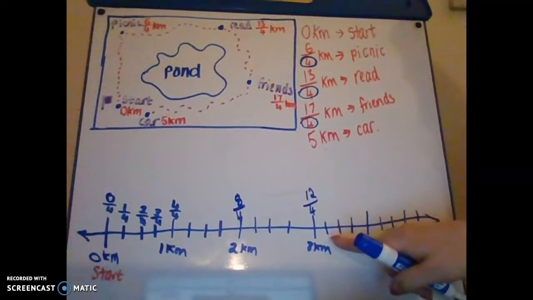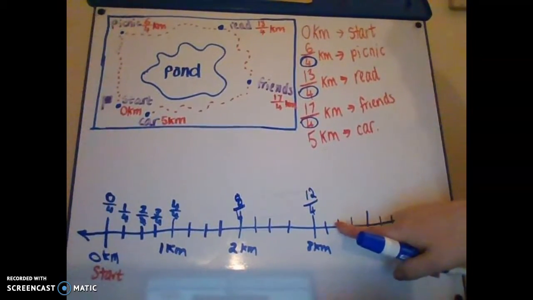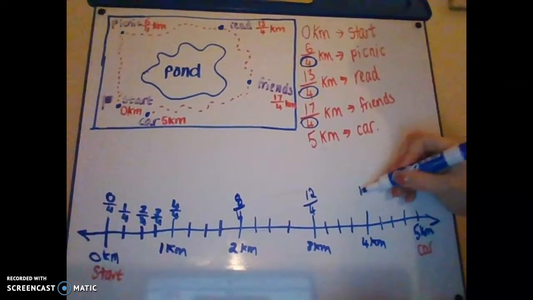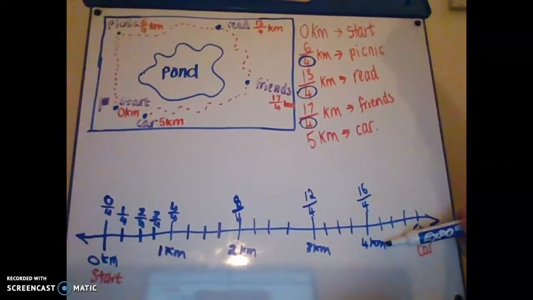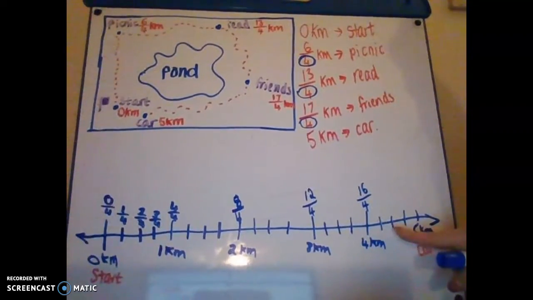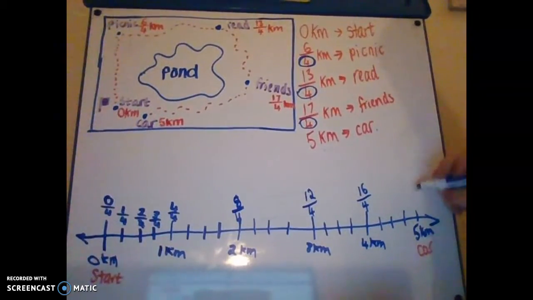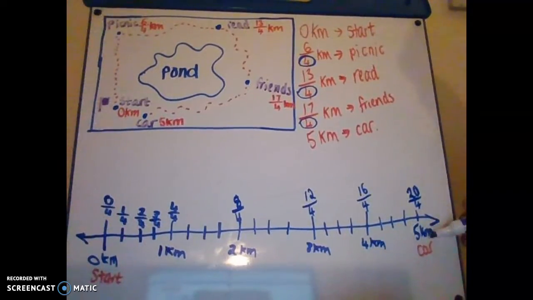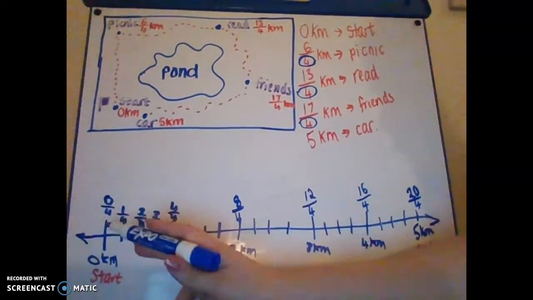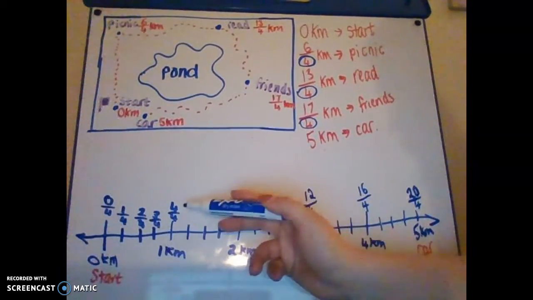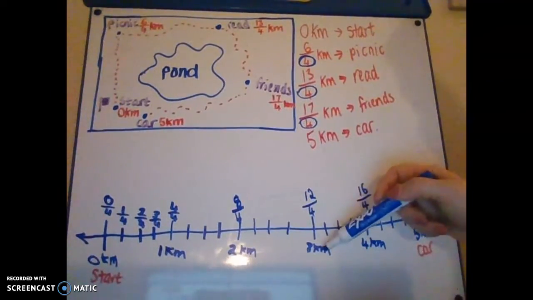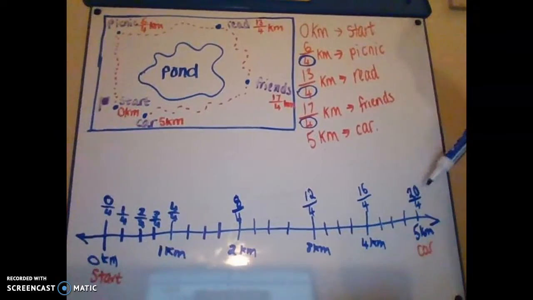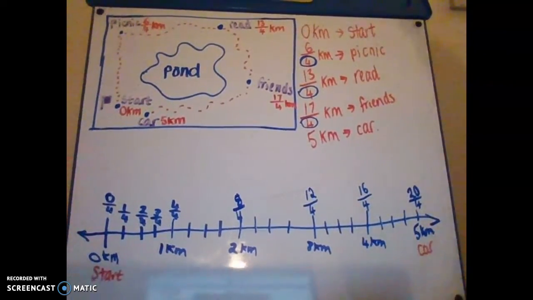Okay, 12/4, 13/4, 14/4, 15/4, 16/4. A mouthful. 16/4 is equivalent or equal to 4 kilometers. 16/4, 17/4, 18/4, 19/4, and 20/4 is equal to or equivalent to 5 kilometers. 0/4 is 0 kilometers. 4/4 is 1 kilometer. 8/4 is 2 kilometers. 12/4 is 3 kilometers. 16/4 is 4 kilometers. 20/4 is 5 kilometers.